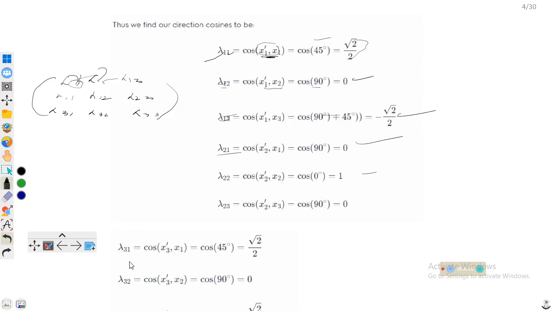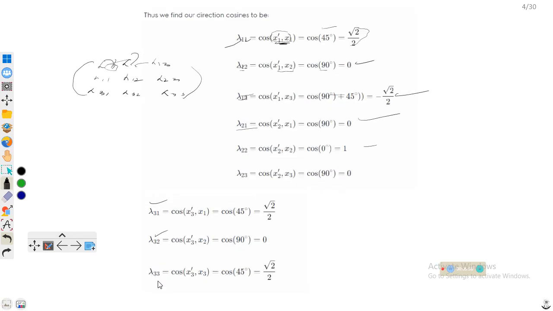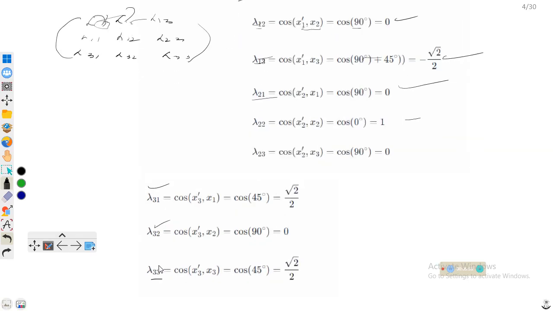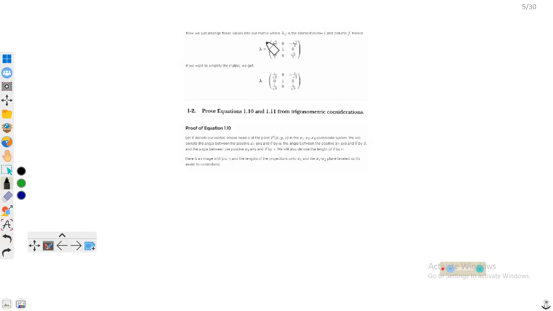So this gives lambda 3 1, lambda 3 2. Similarly we can find all the entries of this matrix. Lambda 3 3 is the angle between x3 prime and x3, which is 45, so cos 45 is root 2 over 2. And when we substitute all these entries in the above matrix, it will give us the matrix lambda.